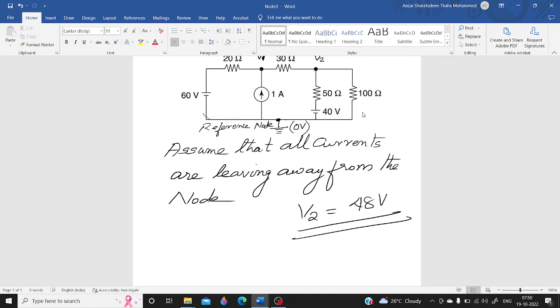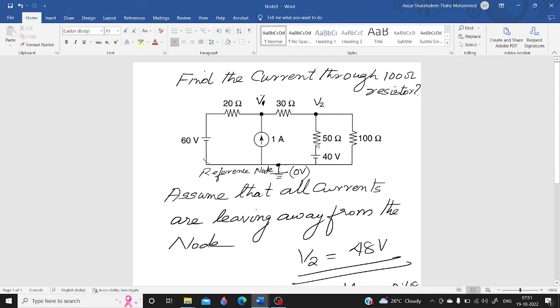So the current through the 100 ohm resistor, I 100 ohm, we consider that the current is leaving. So definitely it will be V2 by 100. So this is equal to 0.48 ampere. 0.48 ampere will be the current. Okay, so that's the solution of this network.